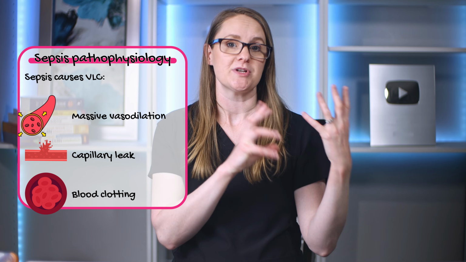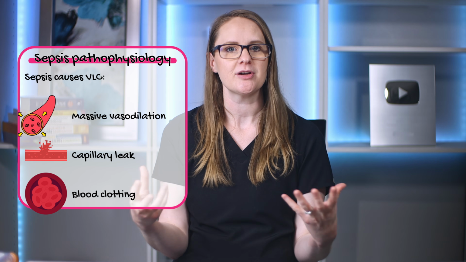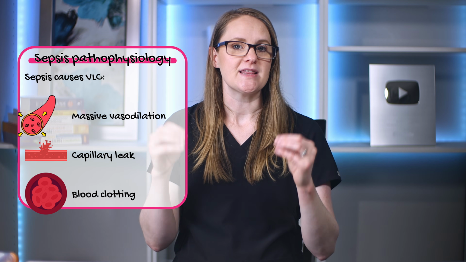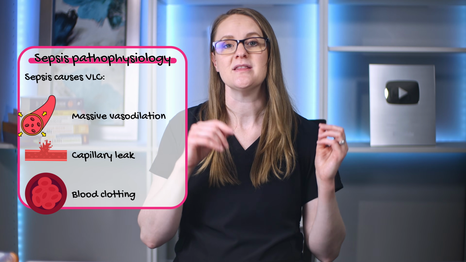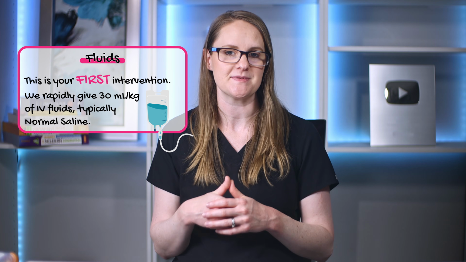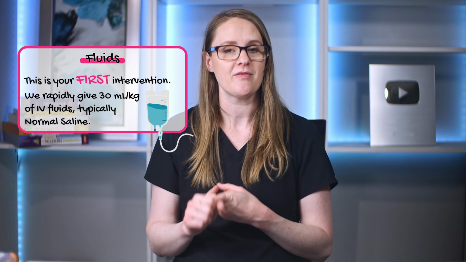Now, if you remember from our pathophysiology that we talked about earlier, sepsis causes massive vasodilation, right? Capillary leak and blood clotting. So all of our nursing interventions are designed to counteract these problems that are happening. So F is for fluids, and this is your first intervention here for sepsis. We rapidly give that 30 milliliters per kilogram of IV fluids, typically normal saline. Now here's your critical thinking point for this.